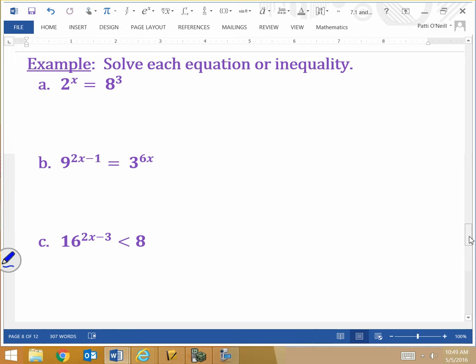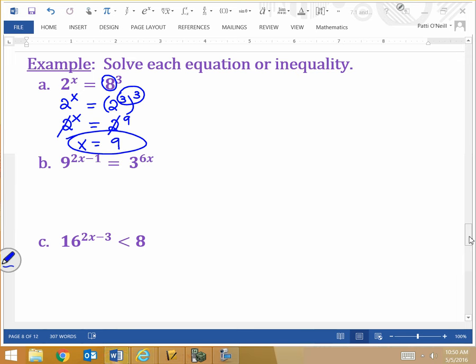Now, 2 I can't write any other way, so I'm going to have to leave 2 to the x alone. But I do know that 8 is 2 cubed. So I've now taken the original base of 8 and written it as 2 cubed. That's still being raised to the third power. So my new problem becomes 2 to the x equals 2 to the 9th once I apply the exponent rules of multiplication. And now since my bases are the same, I can say x is equal to 9. You can double check that on your calculator: 2 to the 9th is equal to whatever 8 to the third is. So that's our final answer.